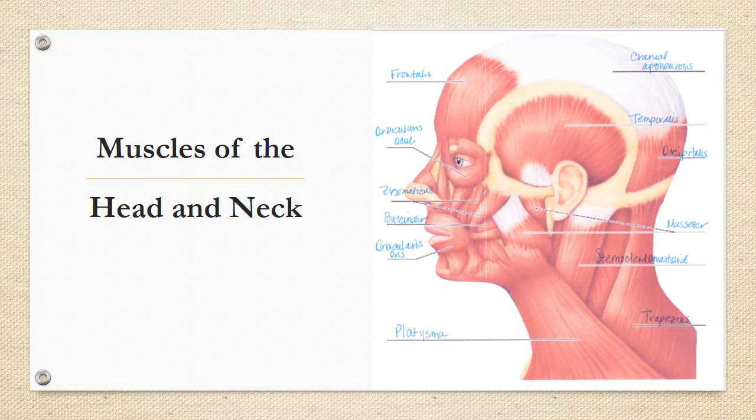You'll see your frontalis, orbicularis oculi, zygomaticus, buccinator, orbicularis oris, platysma, trapezius, temporalis, occipital, masseter, sternocleidomastoid. Oh Lord, I keep messing this up. Sternocleidomastoid. ABCD terms.